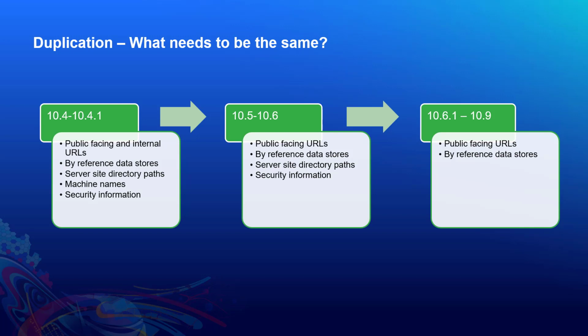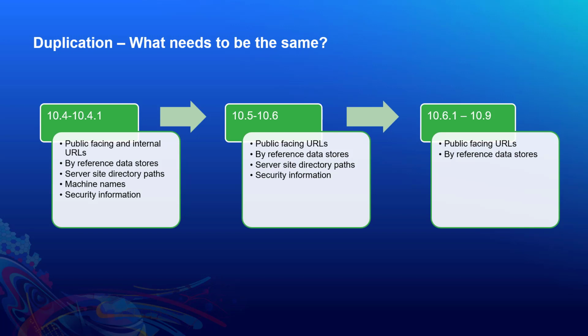Now obviously that doesn't work, and a lot of organizations are not going to be able to mimic every single part of the deployment. So release by release, we slowly removed some of the requirements that were in place at 10.4 and 10.4.1. For example, at 10.5 you can have different machine names as well as different internal URLs. So the private portal URL and the admin URL can be different between where you take a backup and where you restore the backup.